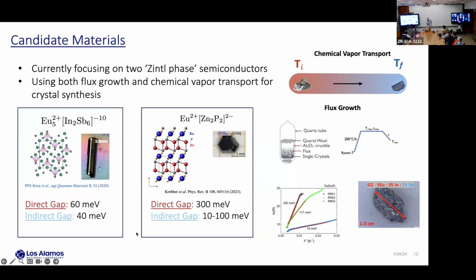And so these have measured direct and indirect band gaps in this range that we were hoping for. So a direct gap of 60 millielectron volts and an indirect of 40, and on this one, 300, and then about 10 to 100, depending on the sample. This is early R&D work, so there's obviously a lot of variation sample to sample, so we characterize every single one that we make.